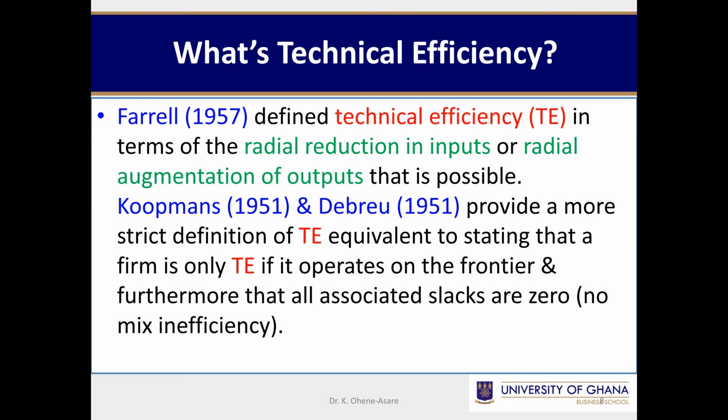So if a firm is able to reduce the inputs given the output, or reduce the output given the input, that firm is said to have technical efficiency. That's what technical efficiency means. Now, how is that different from a firm that is not experiencing that? So guys, get something clear. Let me just show you something.